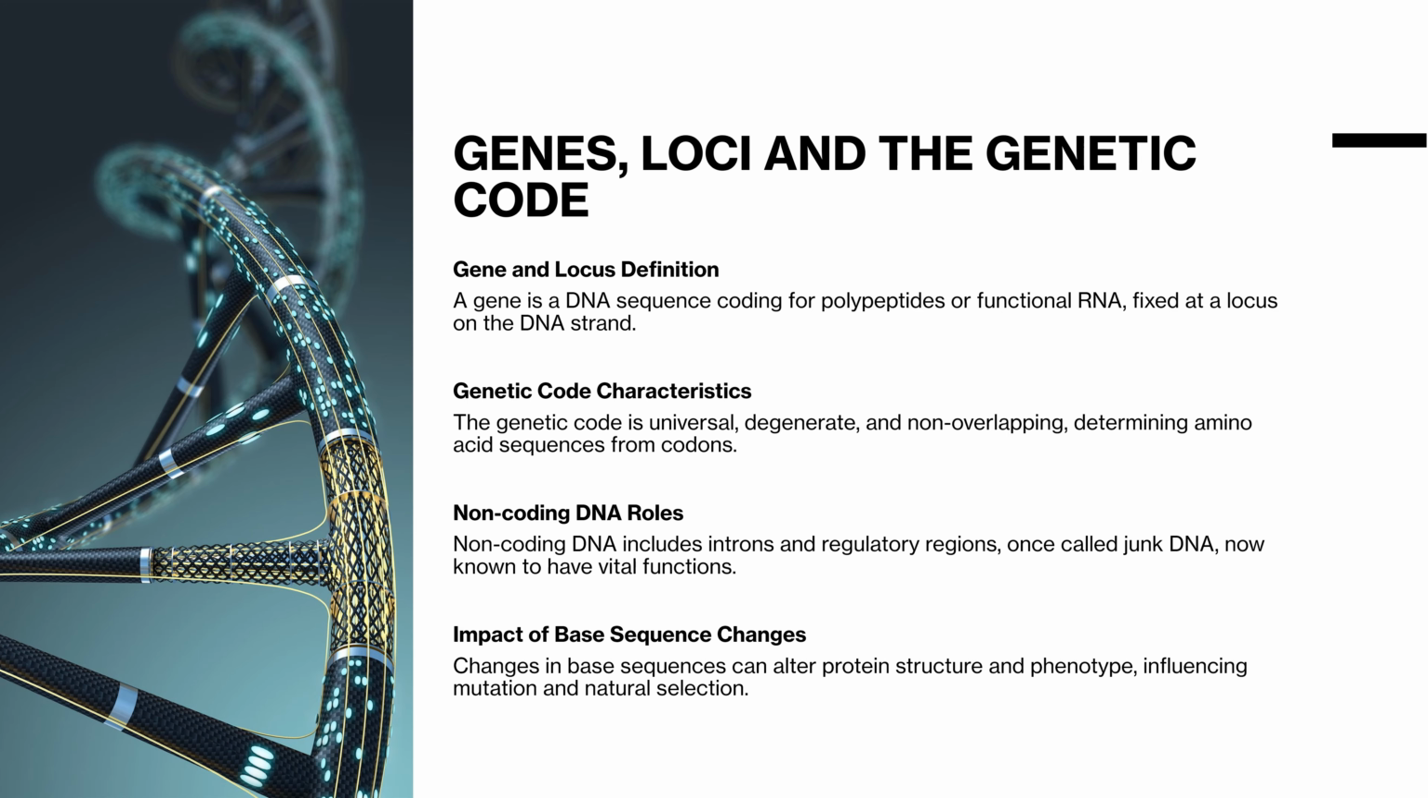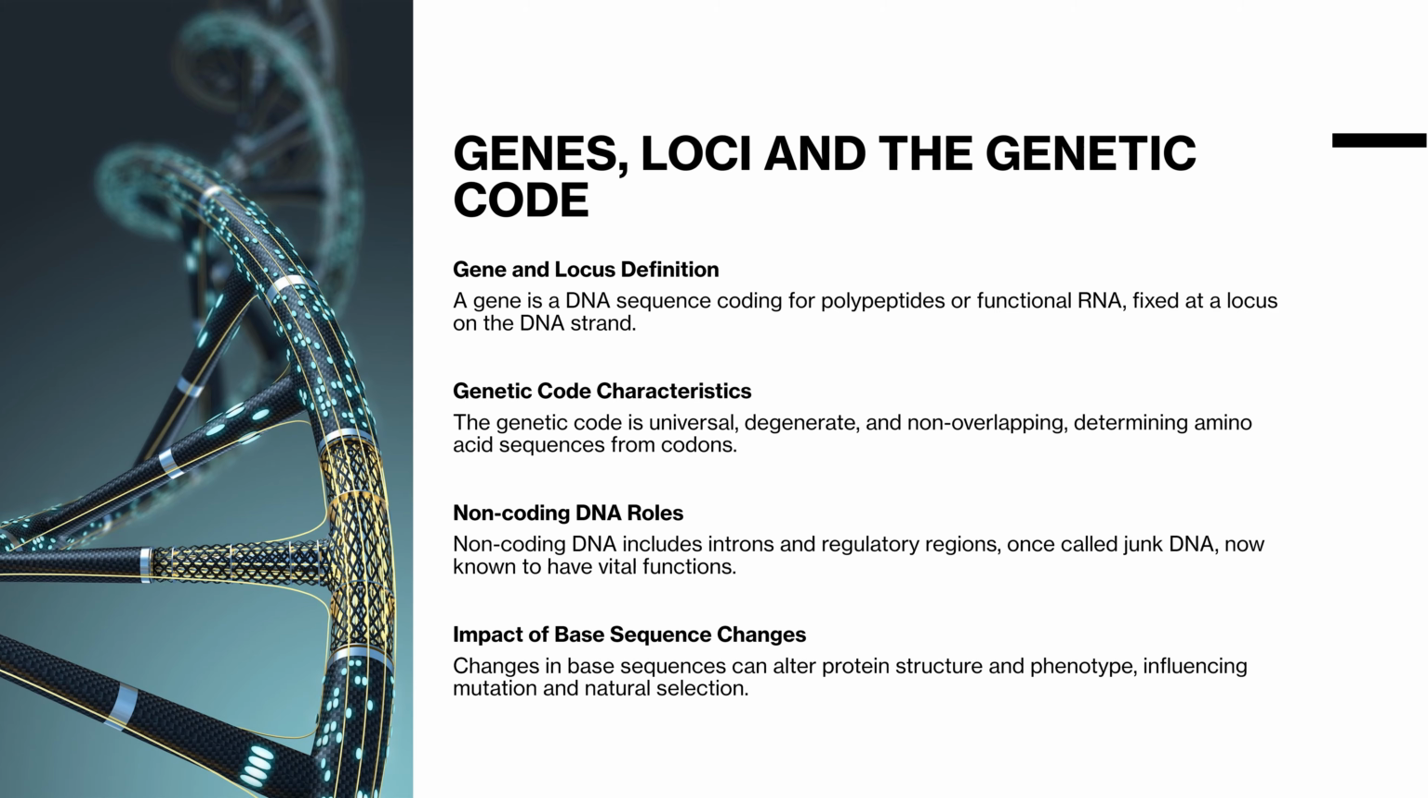The sequence of bases within a gene determines the order of amino acids in a protein, which in turn determines the protein structure and function. The genetic code is read in triplets of bases called codons, with each codon specifying a particular amino acid. The genetic code is universal, meaning the same codons code for the same amino acids in almost all organisms. This universality provides strong evidence for evolution and a common ancestor.